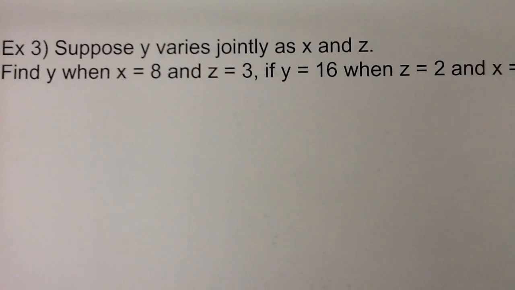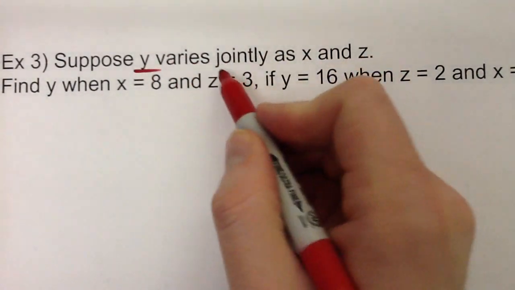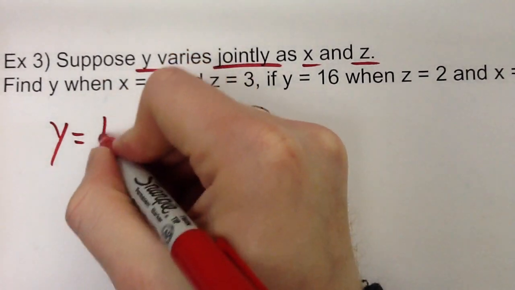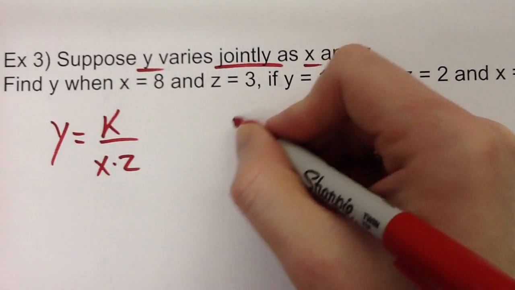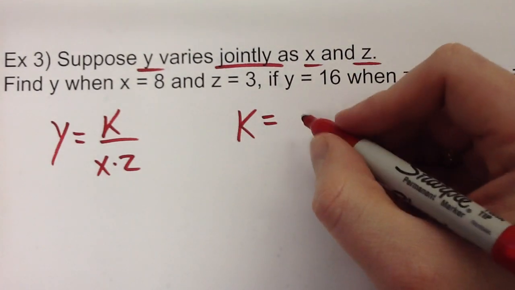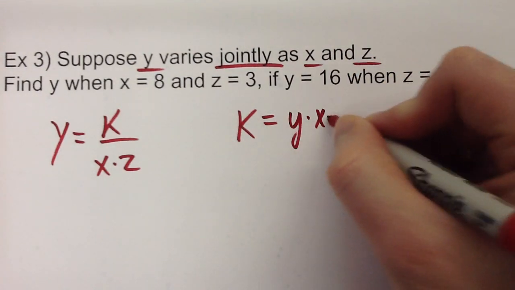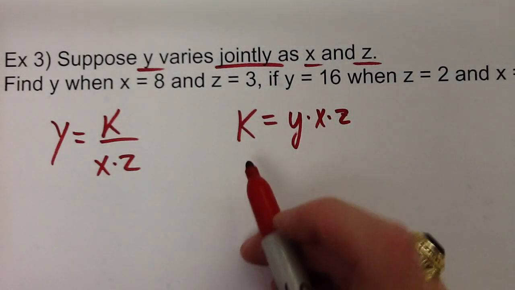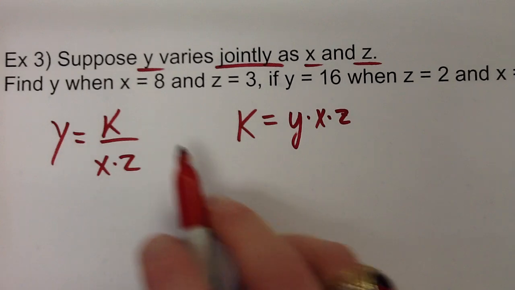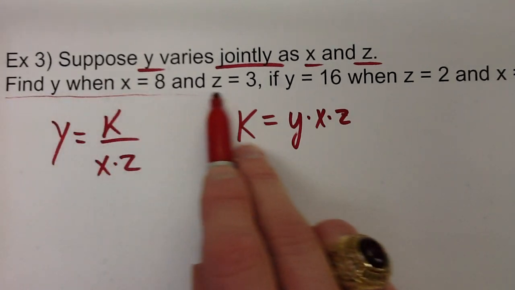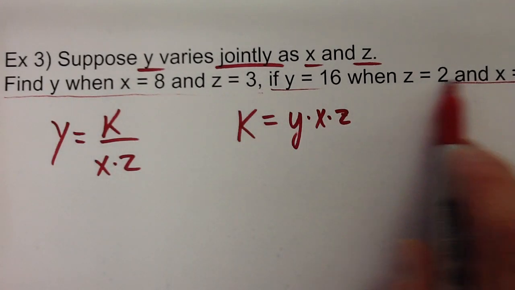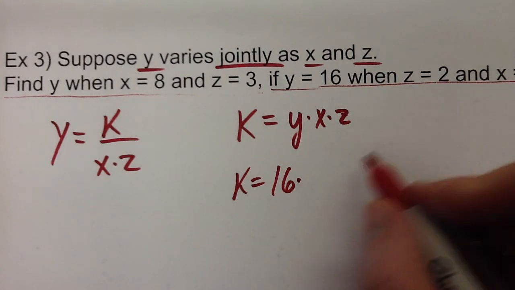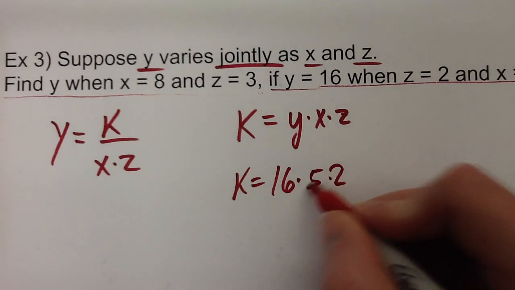All right. An example, suppose y varies jointly as x and z. Well, that means that y equals k over x times z. Your constant is going to equal everything multiplied together. I did x times z because it's the order I had here. Well, we got to find the constant first.